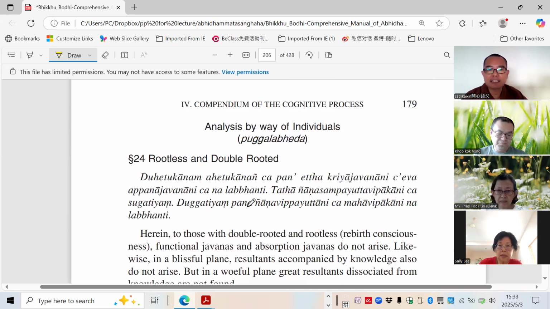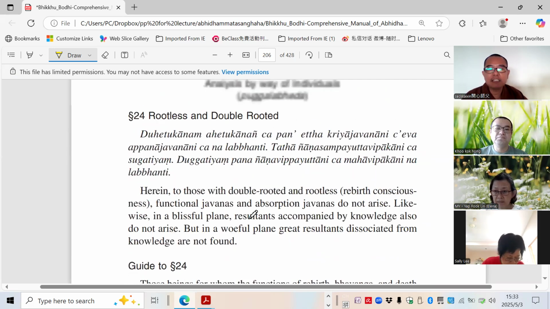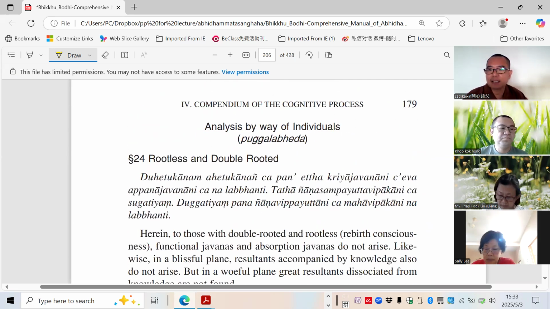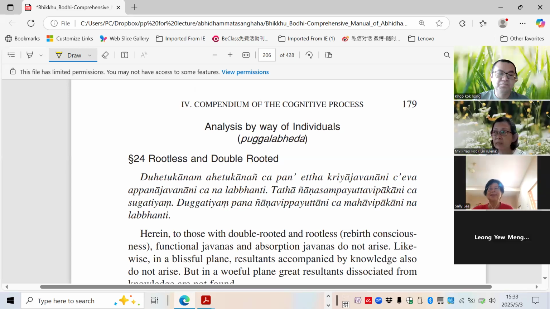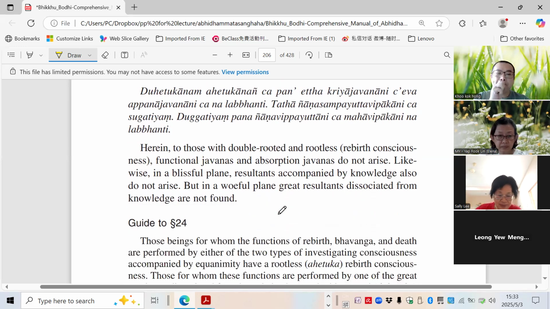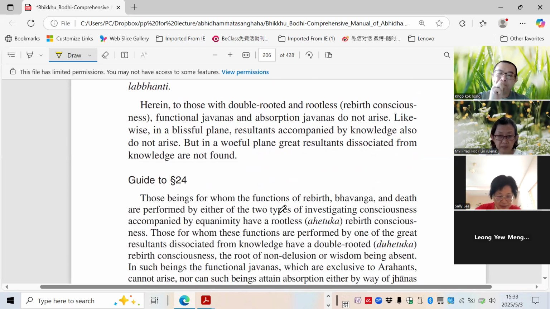So we go to analysis by way of the individual. Okay. Can people read already? Yes, Mr. Leung, can you please read the passage on the rootless and the double root, please.